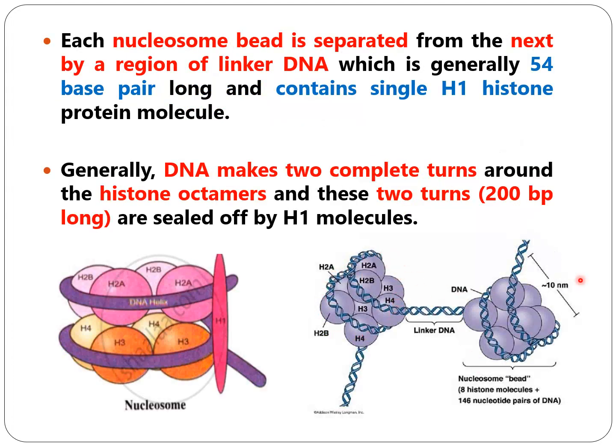These nucleosome beads are separated by a linker DNA, and this is about 54 base pairs long. It contains a single H1 histone protein molecule. The DNA is found to be wrapped twice, that is, it completes 2 turns around the histone octamer. It is about 200 base pairs.